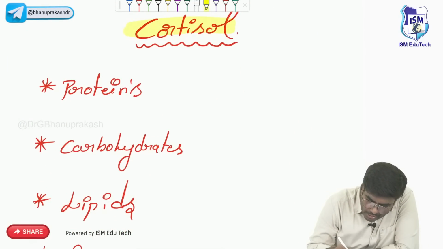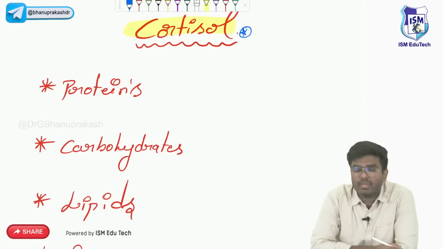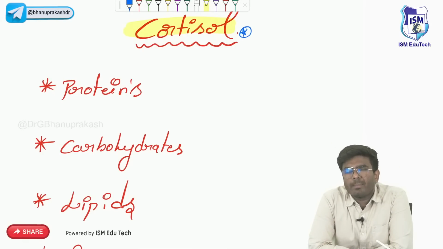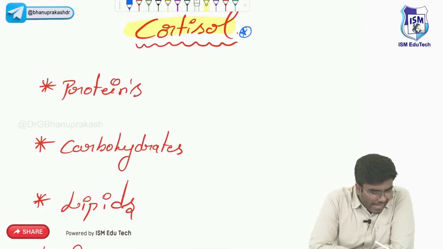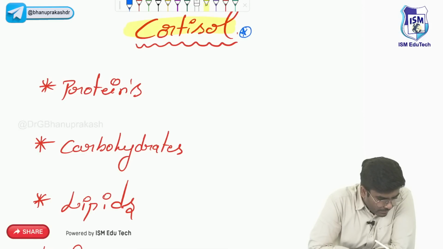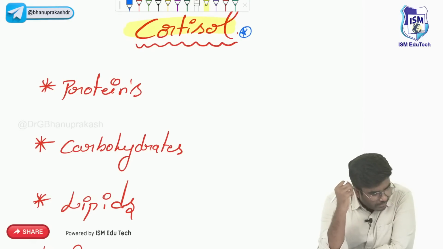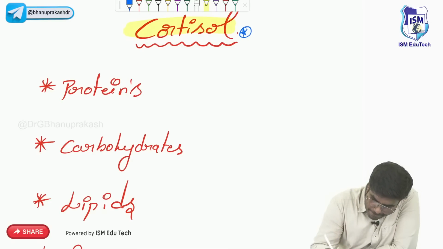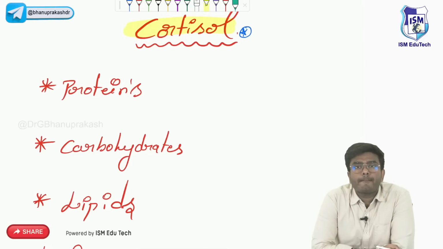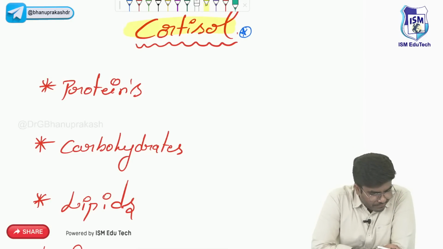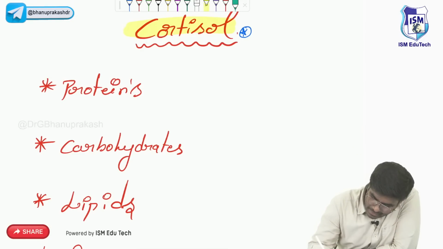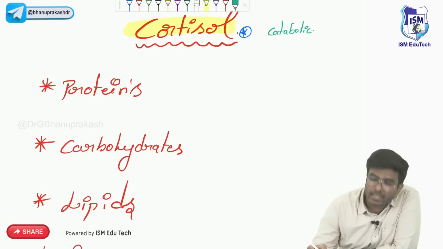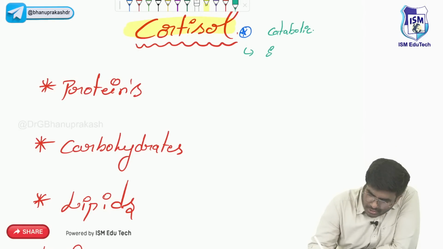The next fellow in our endocrinology is cortisol. Now, my question: is cortisol a catabolic hormone or an anabolic hormone? If you are really good, just tell me. Come on, guys. Anyone? Excellent. Cortisol is absolutely a catabolic hormone. Cortisol is also called a stress hormone.